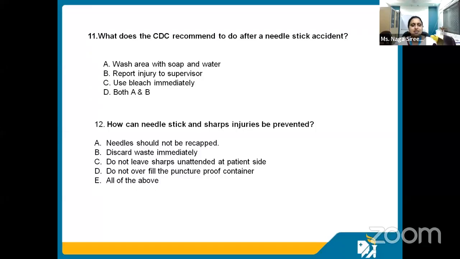What does the CDC recommend to do after a needle stick injury? I'm sure all of you know this. Wash the area with soap and water. Report to the supervisor. Yes, both A and B. How can needle stick injuries, sharps injuries, be prevented? Needles should not be recapped. Discard waste immediately. Do not leave sharps unattended. Do not overfill the puncture-proof container. All the above. Yes, all the above.